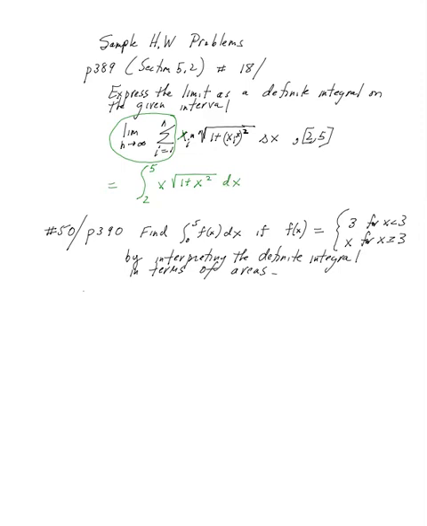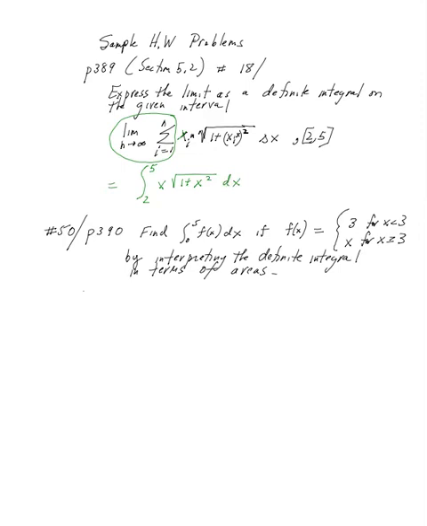And the idea is to draw the graph of our given function. We know the area. It'll be a common shape, a circle, triangle, something like that, and use an area formula from geometry to find the appropriate area that this definite integral represents. So let's illustrate that with, again, page 390, number 50.